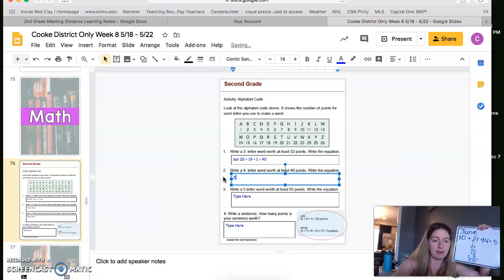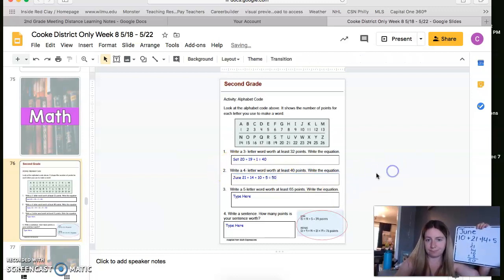So I'm going to type my word. Make sure you tell us the word that you're doing, and then tell your equation so the teachers can check your work. 14 plus 10 plus 5, and write your answer, equals 50. So that works for number 2.